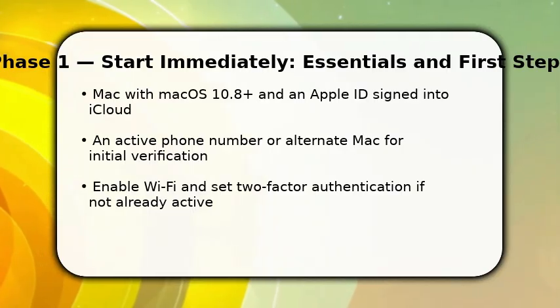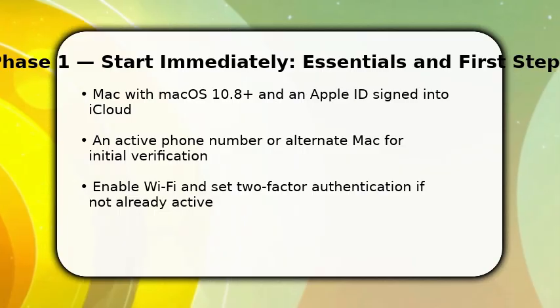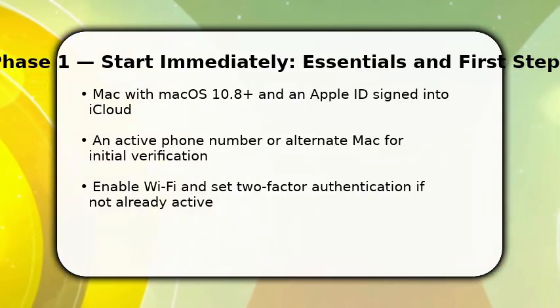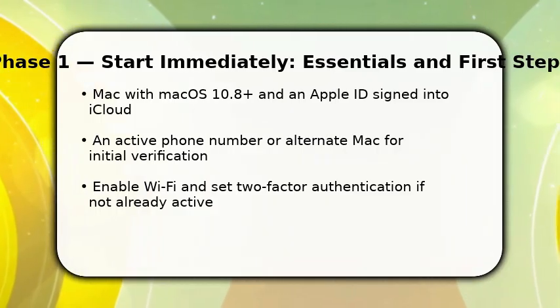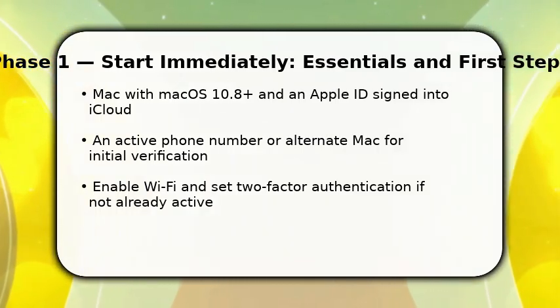You need a verification path. If you do not have an iPhone, use a second Mac or a reachable phone number for the verification code. Once you request a code, watch the receiving device or phone for the 6-digit number, then enter it on your Mac to proceed with linking.